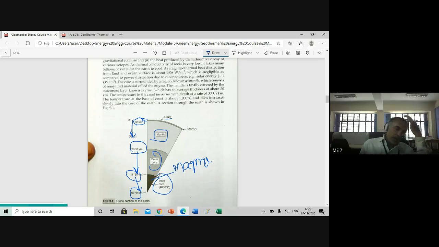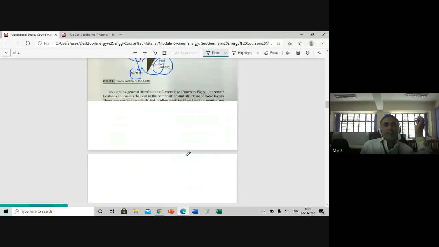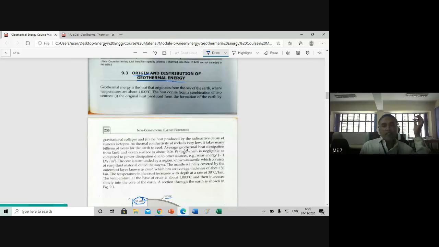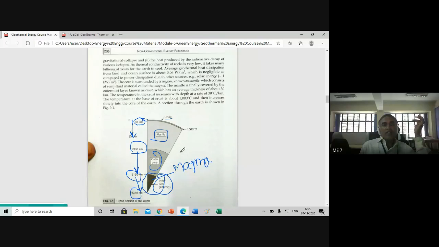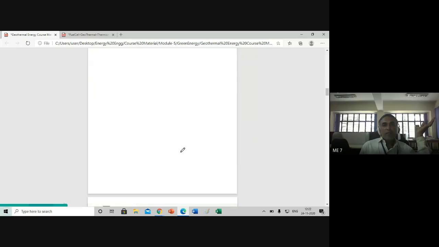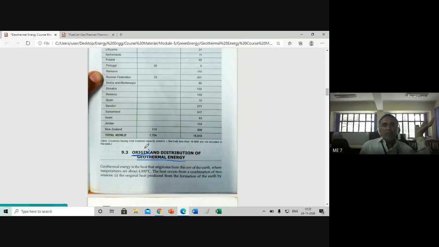Magma. To the magma, we cannot insert any pipe. Otherwise, the pipe will melt. And also, such a long distance, practically we cannot take it. Hydraulic losses will come. Loss of energy will come. This is about the origin of geothermal, and you have heard the whole explanation. Geothermal energy is the heat that originates from the core of the earth, where temperatures are about 4,000 degrees Celsius.